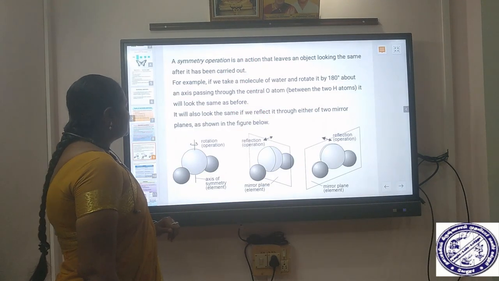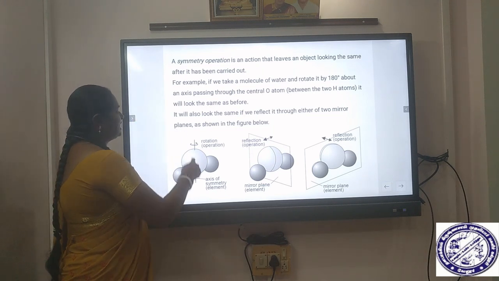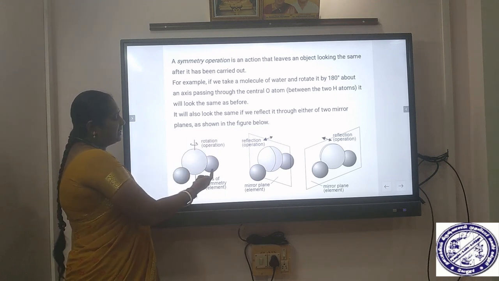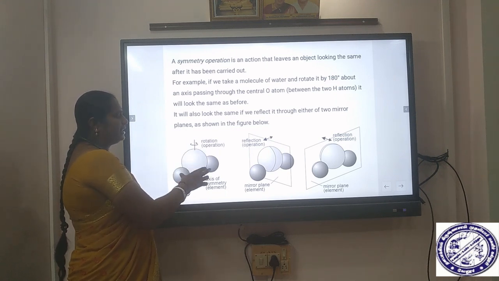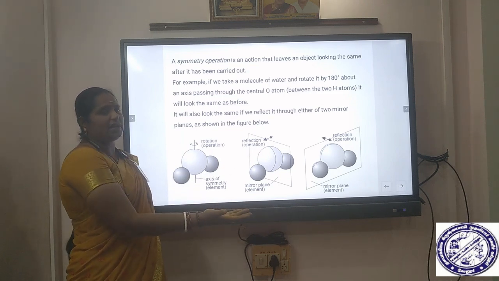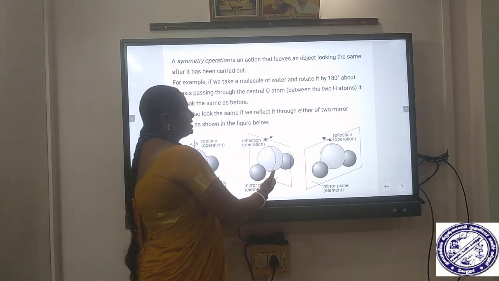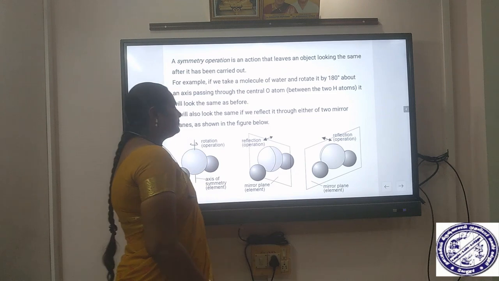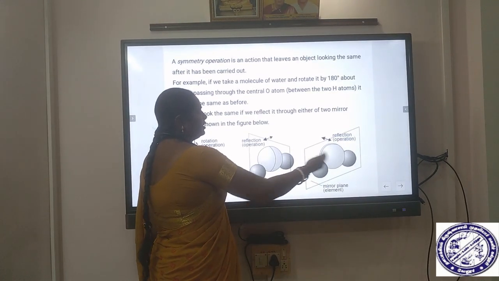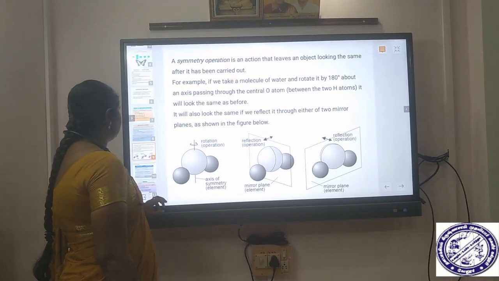This is an example of rotation. When we pass the axis here and rotate a molecule, there will be a displacement of the molecule, but the position of the molecule will not change. Therefore, after performing the rotation, the molecule will be indistinguishable. This is an example of a mirror plane. When we place a mirror, this is a mirror image of this. Therefore, these two are indistinguishable or identical.